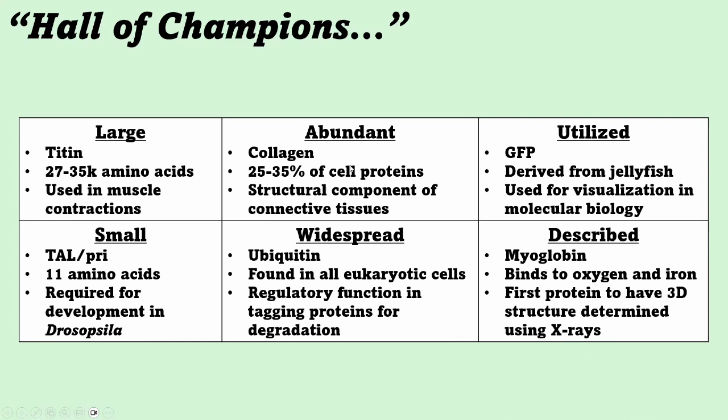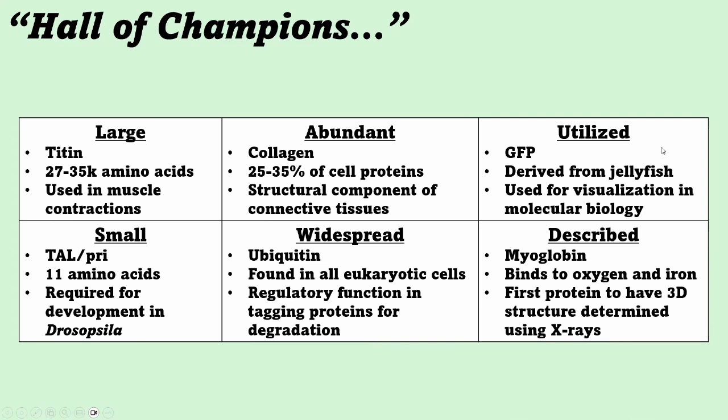The most abundant protein is collagen. It's in 25 to 35% of the proteins in a cell. So a fourth to a third of all proteins in a cell is going to be just collagen. It's the structural component of things like connective tissues, extracellular matrices. One of the most widespread proteins is called ubiquitin. That's where it gets its name. It's ubiquitous, found in all eukaryotic cells, and it has regulatory functions in things like tagging proteins for degradation.